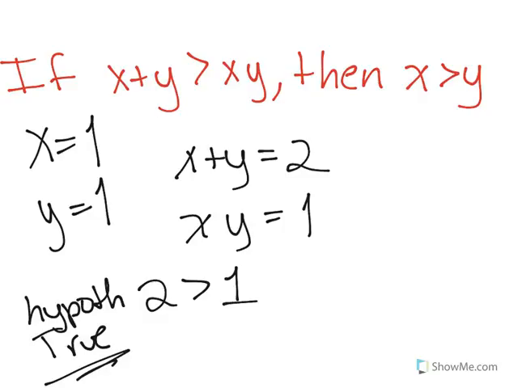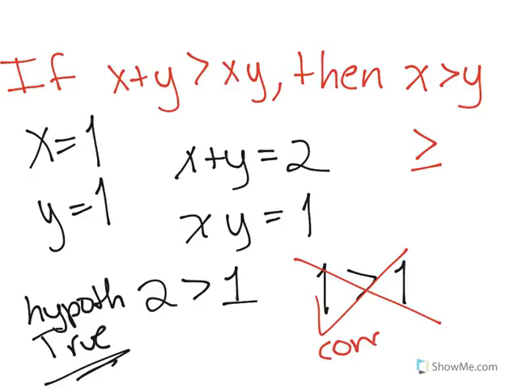And as you saw in the previous video, if the hypothesis is true, then the conclusion must be true. However, in this case, 1 is not greater than 1. If it had said greater than or equal, then it would have been true, but it isn't. So the conclusion is false.